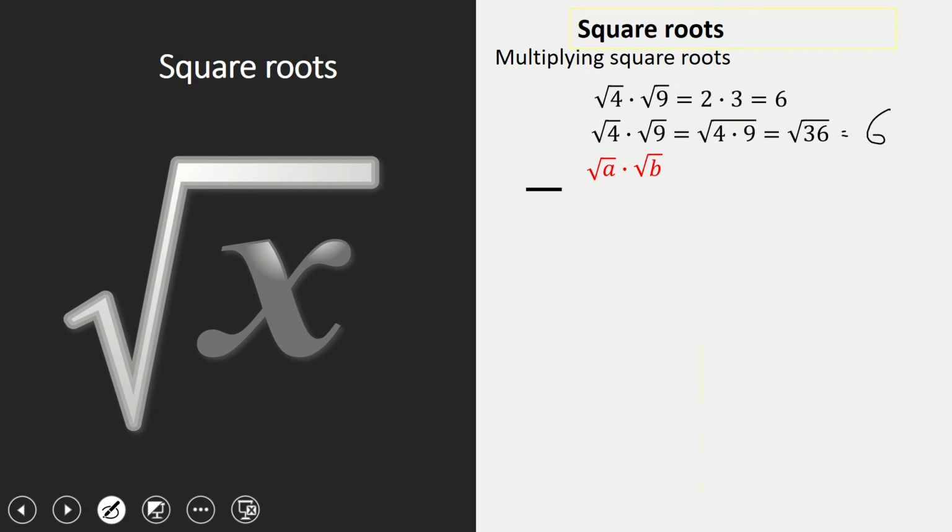We have a rule for it. So the square root of a times the square root of b is the same as the square root of a times b, which is the square root of ab. Please write this down in your notebook and highlight it.